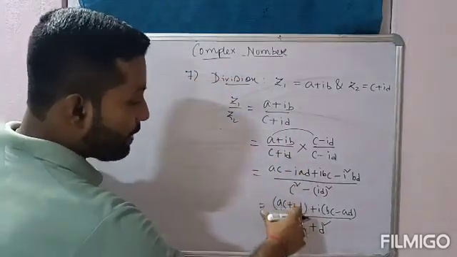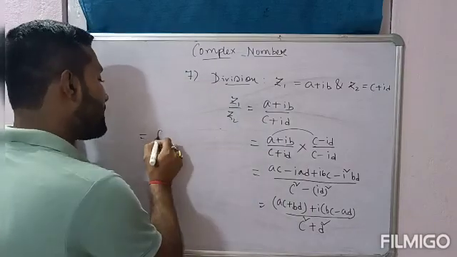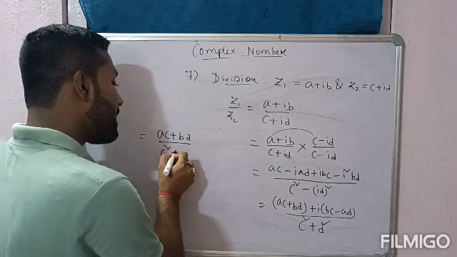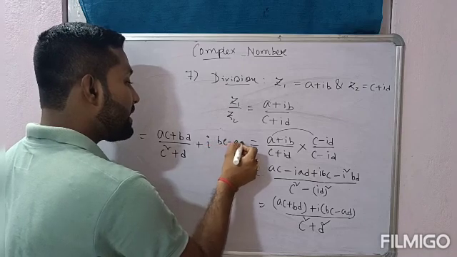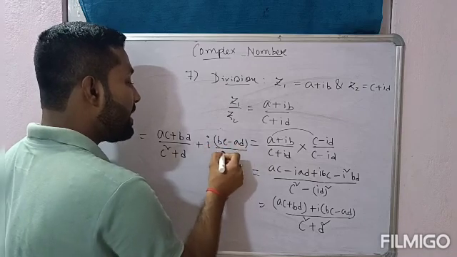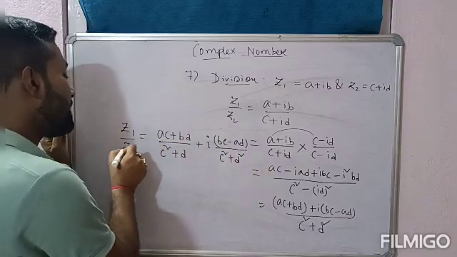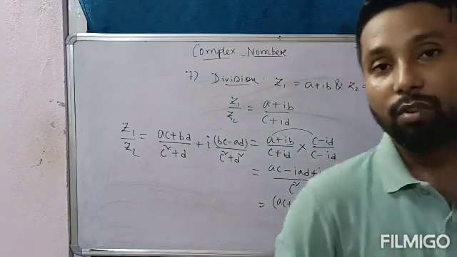So after this simplification, the last step is now separate real and imaginary part, that is (ac plus bd) divided by (c square plus d square) plus i into (bc minus ad) divided by (c square plus d square). This is z1 by z2. In this way we can find out the division.